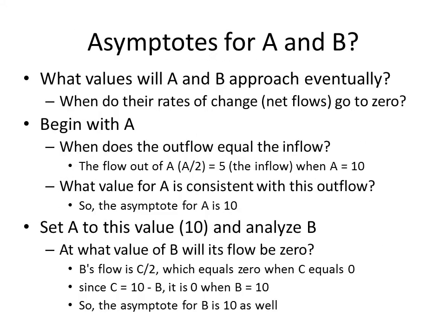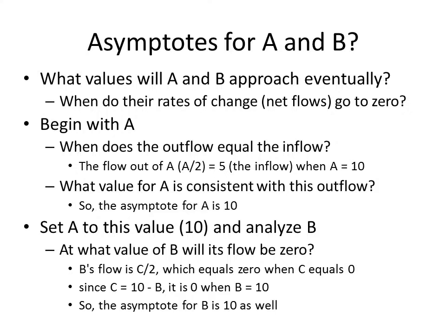So now we're starting to get a picture of how these two variables' trajectories start out. Can we figure out anything by considering asymptotes? What values will A and B approach eventually? And when do their rates of change go to zero? We can do that with fairly simple algebra.